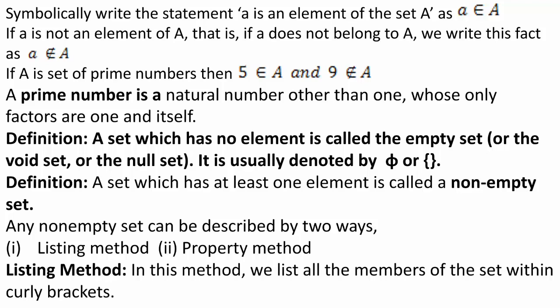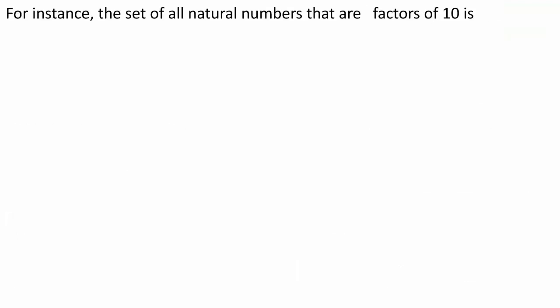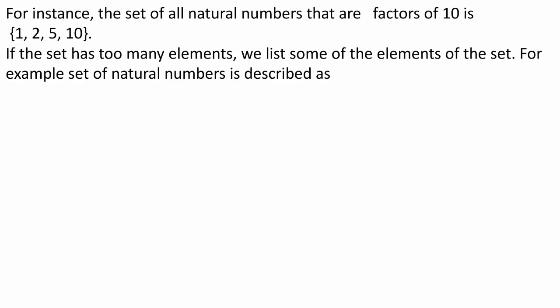Now let us see listing method. In this method, we list all the members of the set within curly brackets. For instance, the set of natural numbers that are factors of 10 is {1, 2, 5, 10}, as all these are factors of 10. If the set has too many elements, we list some of the elements of the set. For example, set of natural numbers is described as capital N equal to the set {1, 2, 3, and so on}. In this way, we can write first some elements in the set and then write dots.